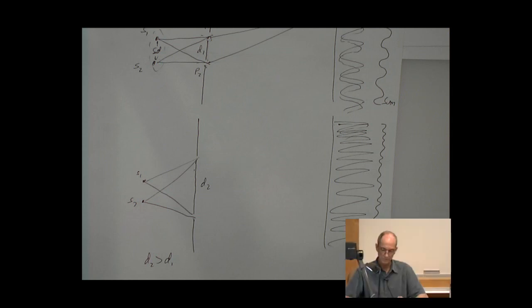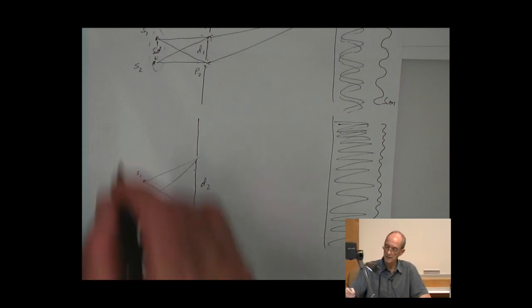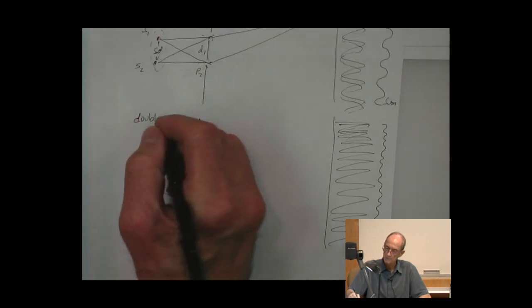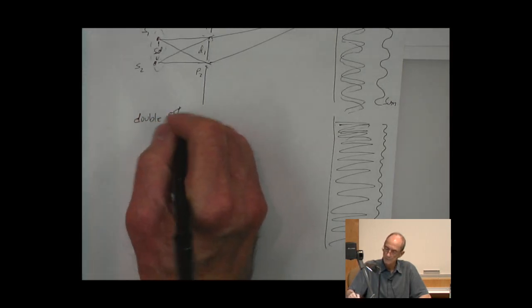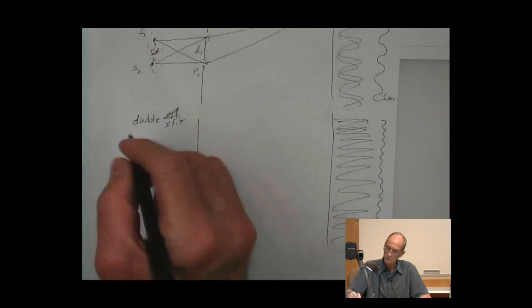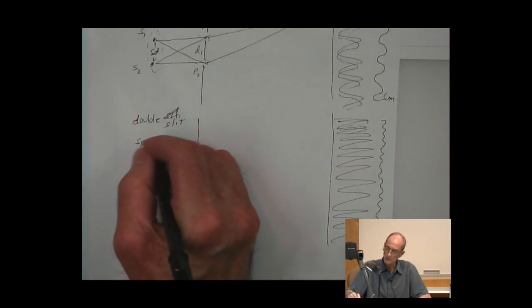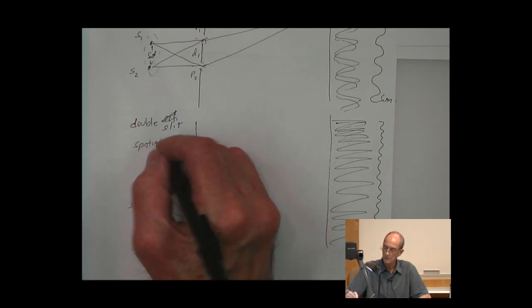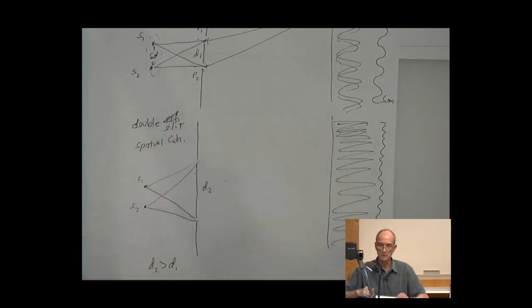So again, we use this double slit to measure the spatial coherence, and we'll use a standard interferometer to measure the temporal coherence.